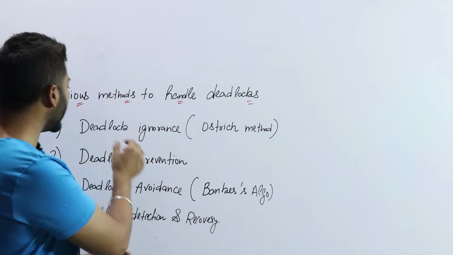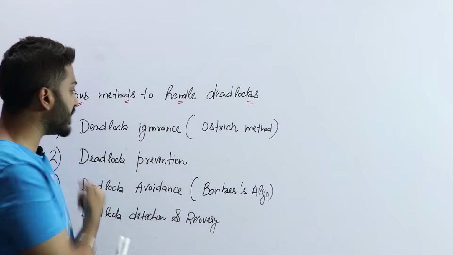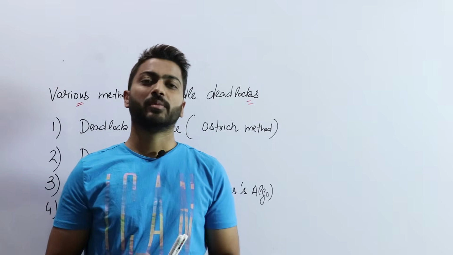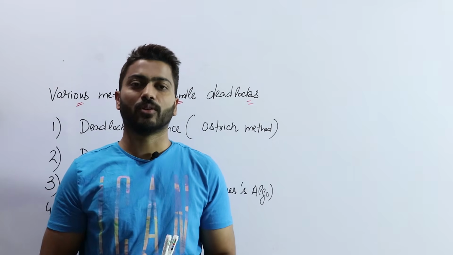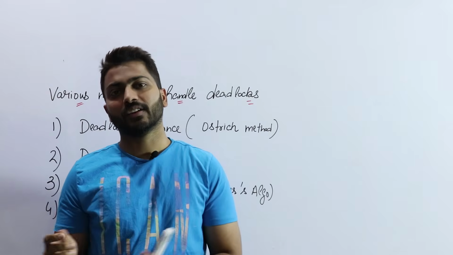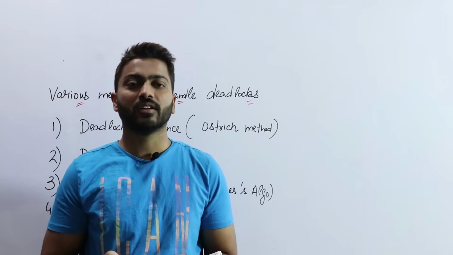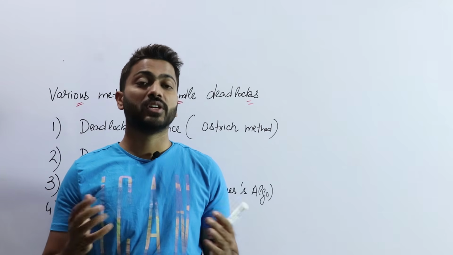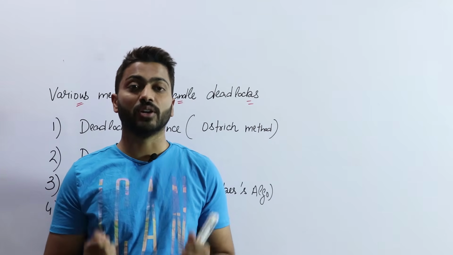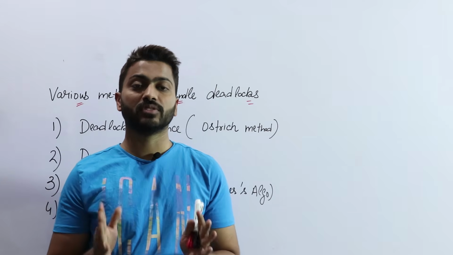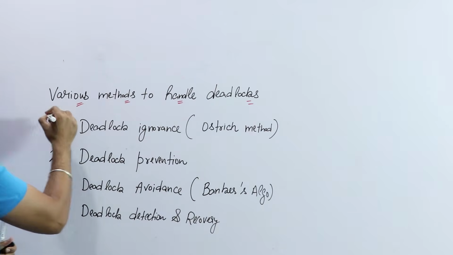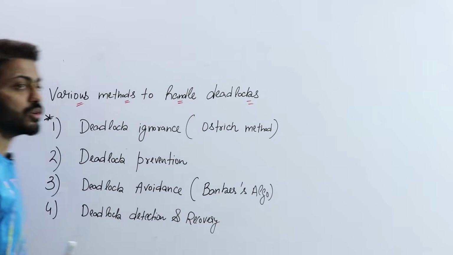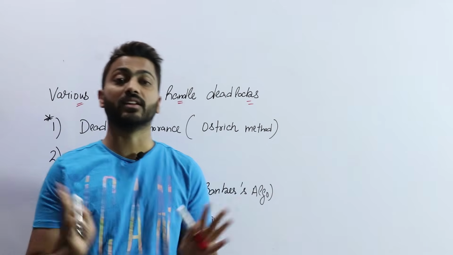Now when we hear the method deadlock ignorance, the method says just ignore the deadlock. Isn't it funny, when the deadlock situation is occurring, we are simply ignoring the deadlock? But yes, the majority of operating systems, like your Windows and Linux, both use this strategy, that is deadlock ignorance, and it is used widely.